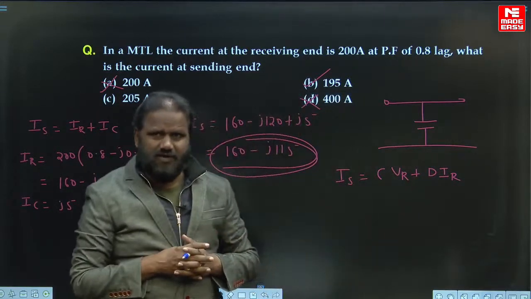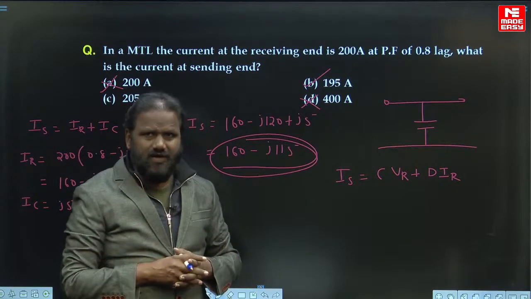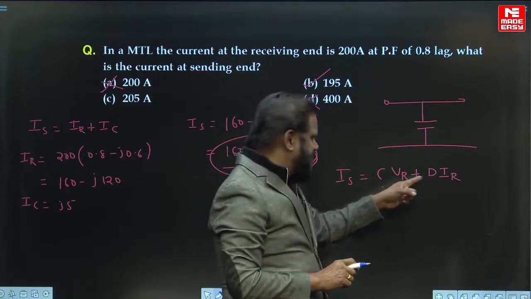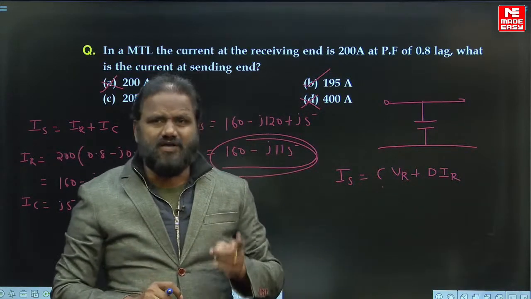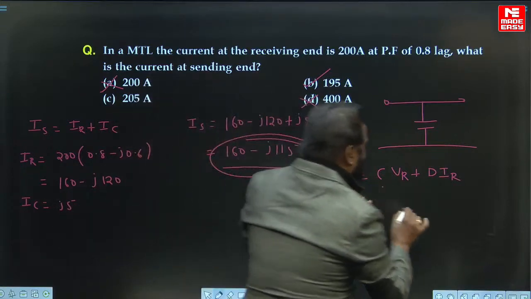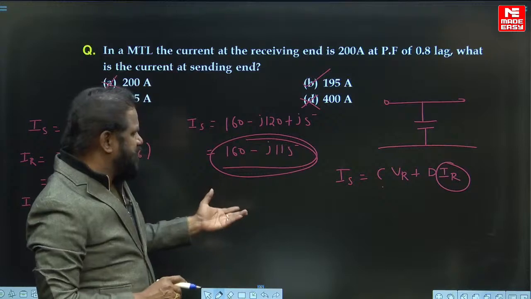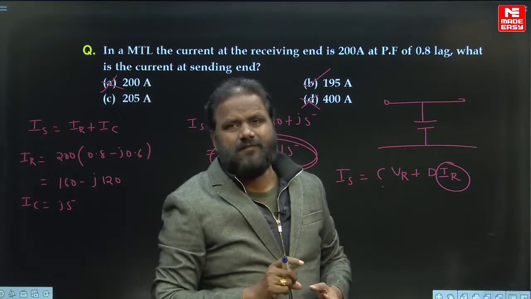This is the mathematical formula that you can have. In this formula, to calculate IS, you require four things. What are the four things? One is the C, another is the D, another is the VR, another is the IR. Four things you should know. But what is being given? Only IR has been given. The remaining things are not given. Neither B, C, D, nor VR is given. In this case, how can you make the calculation?